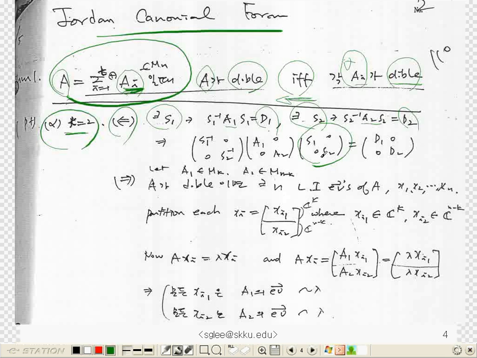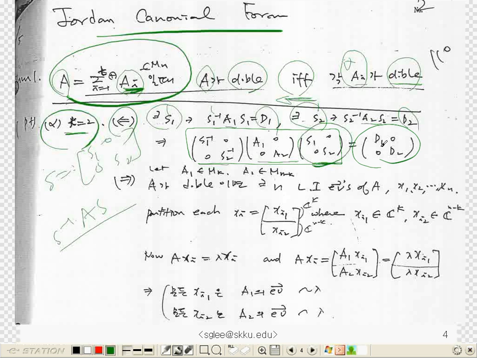If we form another matrix by the direct sum of these 2 matrices, and we find S inverse AS, which is this form, then we can easily check it is a direct sum of 2 diagonal matrices, which is a diagonal matrix. What that means is this matrix, which is A, is diagonalizable. So one side of the proof is very easy. Next, the other direction.